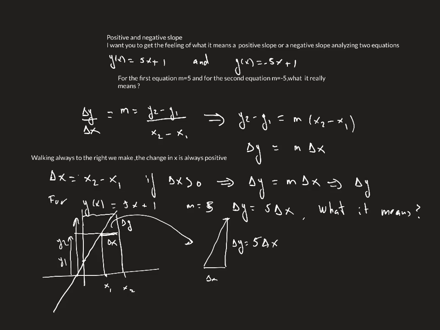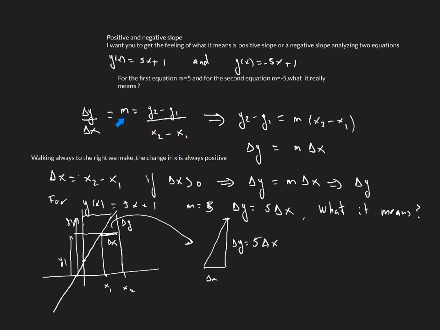So y2 is this one, y2. Let's go to erase here, yes, right here, okay? So y2 minus y1 is clearly this side of the triangle, and x2 minus x1 is this side of the triangle. So the slope is y2 minus y1 divided by x2 minus x1.